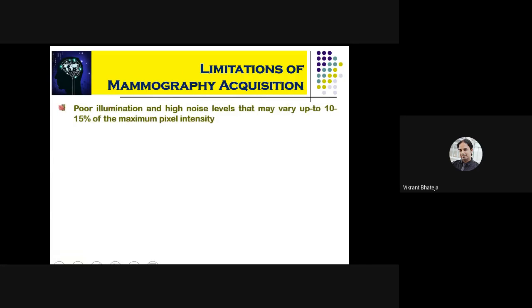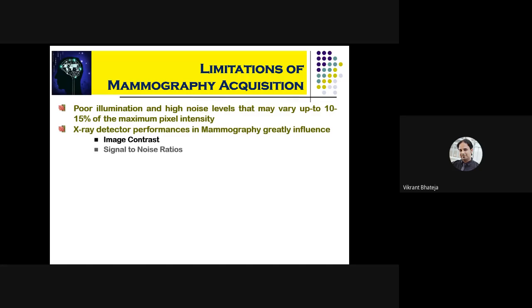So as I told you, the doses are low. Once the doses are low, you have poor illumination and high noise levels, and because of this there are challenges in the X-ray detector system, and they affect certain attributes of the images which you finally acquire in the form of the breast X-ray. So the major parameter which gets affected because of these noise levels, or because of these low doses, is the image contrast, which eventually becomes affected in these images.